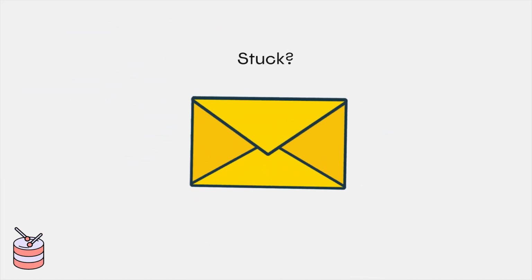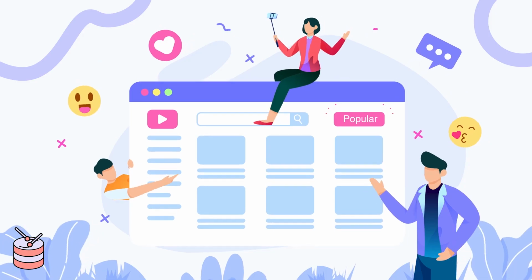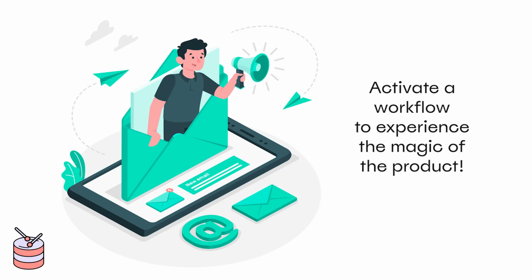Now, users who don't save a workflow within, say, 24 hours of signing up receive an email asking if they're stuck and offering a resource that walks them through the steps to create a workflow. Similarly, a user who has saved a workflow but hasn't activated one within a predefined window will receive an email asking them to activate a workflow to experience the magic of the product.